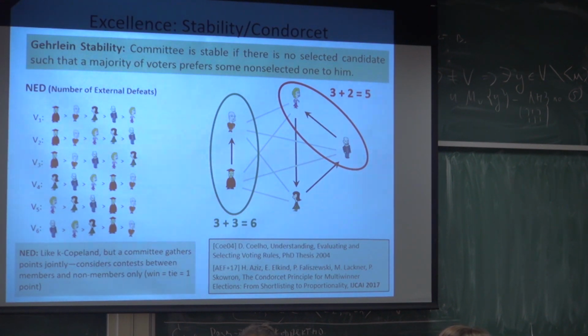And gray edges indicate what? A tie. Like the orange guy, in 3 votes he's ahead of these guys, and in 3 votes he's behind.